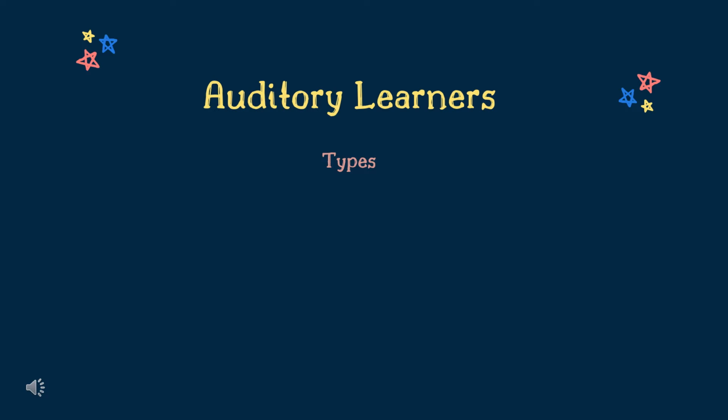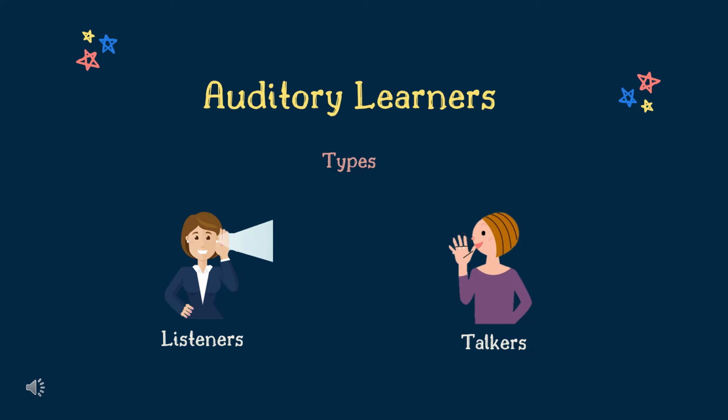And here are the two types of auditory learners. First, we have the listeners. They remember things said to them and make the information their own. And they learn by reviewing in their heads what they heard. Second, we have the talkers. They prefer to talk and discuss. And they find themselves talking to those around them. And they tend to whisper comments to themselves.